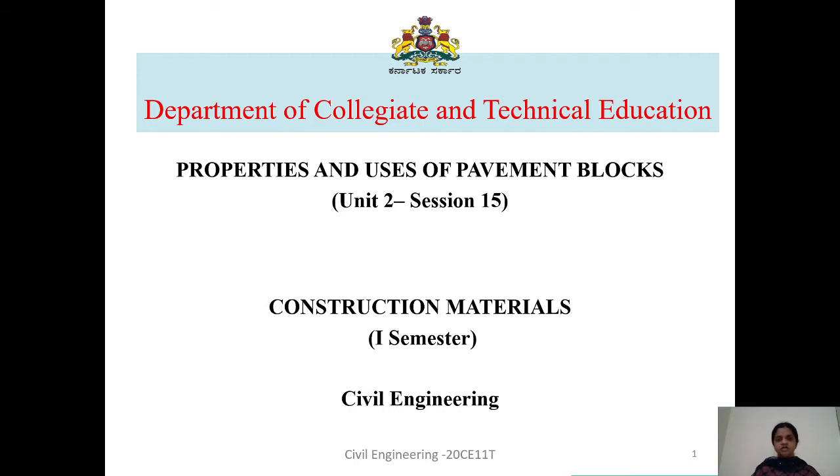Dear students, in Unit 1, you had studied about asphalt, which is one of the materials used for the pavement construction. Asphalt is used in the pavement construction at site, cast in situ. Cast in situ means construction at site. So the raw materials are brought to the site where the pavement is to be constructed and the pavement is constructed at the site. Whereas pavement blocks are precast.